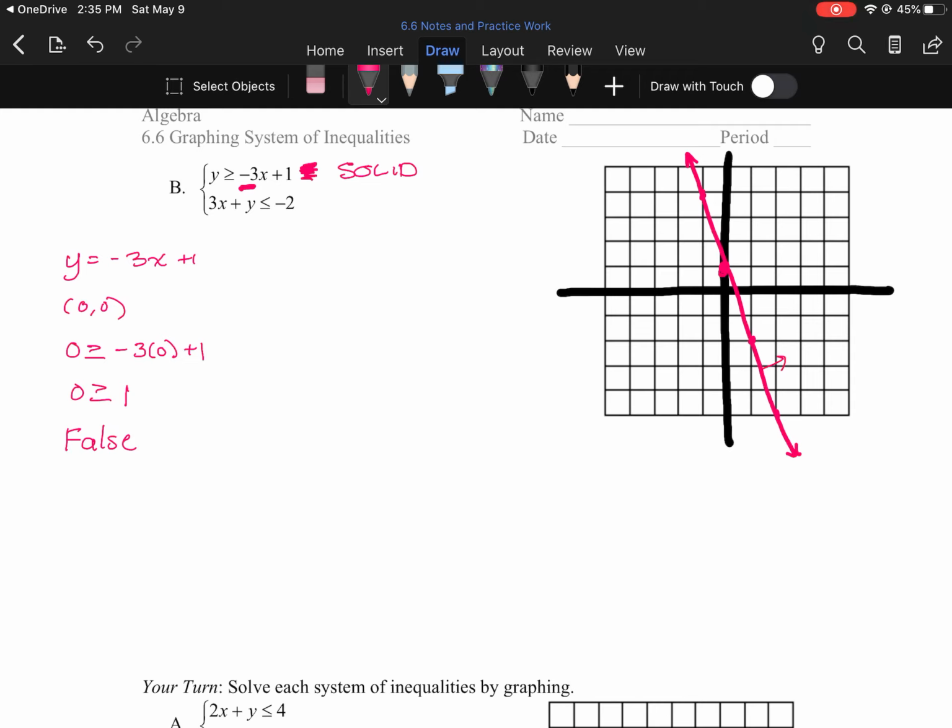I'm going to shade the other side, and I told you I would show you the other way. So you are more than welcome to shade all of that. If you prefer that double shaded region, that's fine. I'm just going to show you another way. All right, so that tells me everything to the right should be shaded.